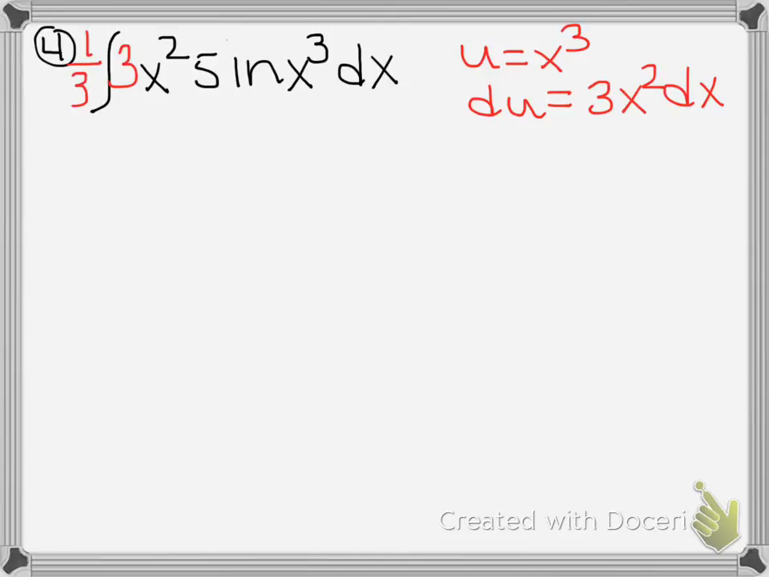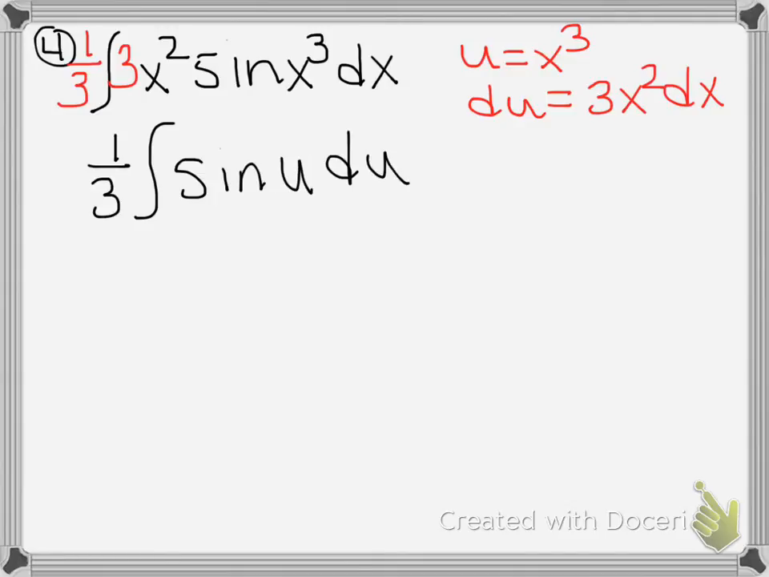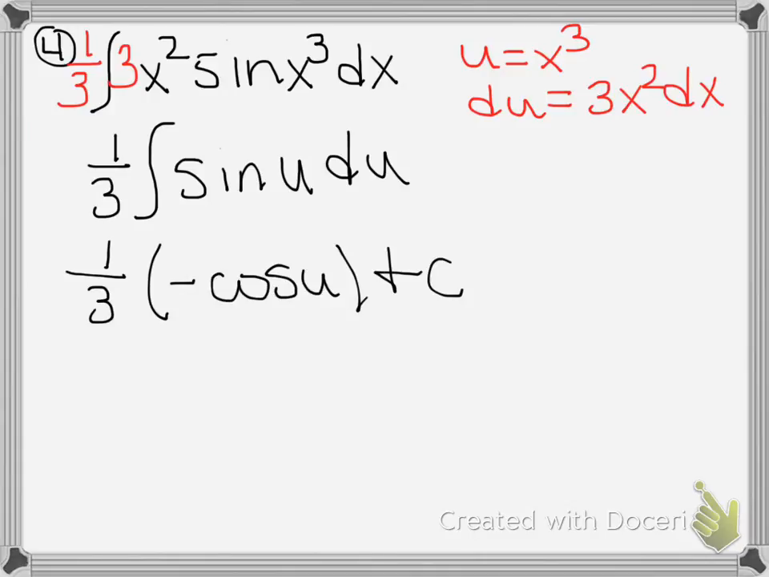So 3 on the inside, 1/3 on the outside, because you have to multiply by 1. And what that means is we now have 1/3 of the integral of sine u du. And now you're thinking, what's the antiderivative of sine? And that 1/3 stays on the outside. We have negative cosine u plus our constant.